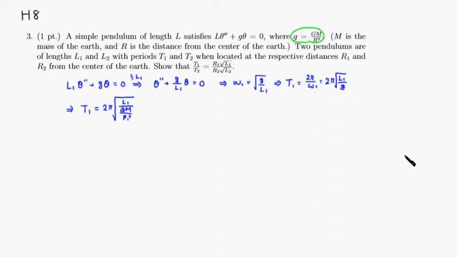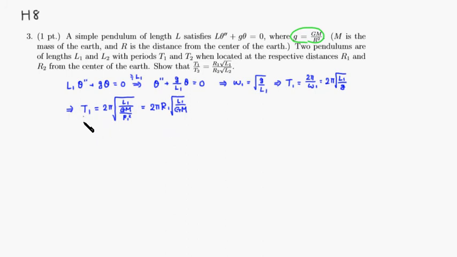So this is the same thing as dividing by 1 over R1 squared, which is multiplying by R1 squared. And then there's a square root, so you can pull that out. So 2 pi R1, then you have a square root of L1 on top and GM on the bottom. So this is going to be the period T1.